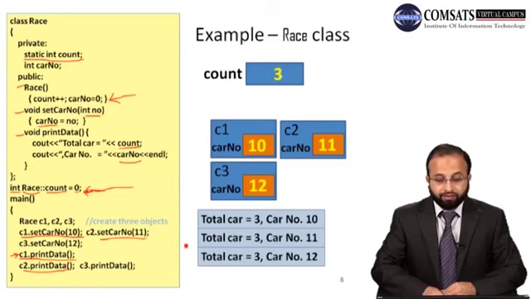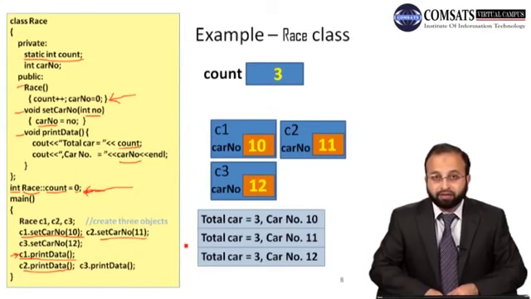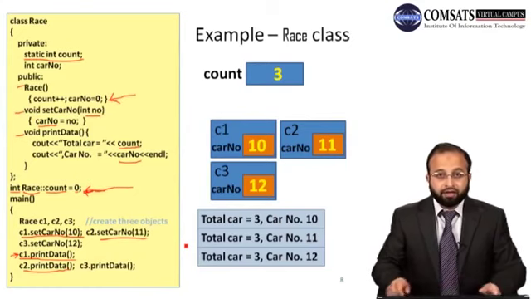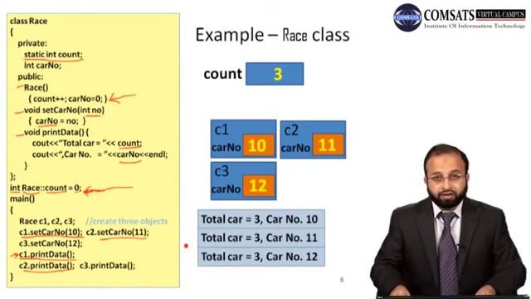So a static data member is a kind of global data member for all the objects of that particular class. Each object of that class can have access to that data member. It means that it can modify it, or it can read it, or it can write a new value to that variable.